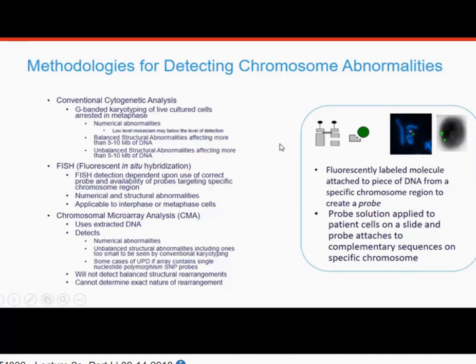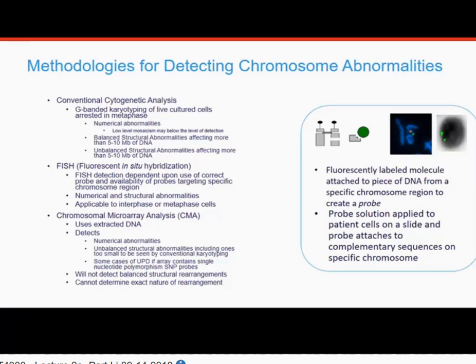And then chromosomal microarray uses extracted DNA. It can detect numerical abnormalities. It can detect unbalanced structural abnormalities. Our platform detects small deletions; we actually reported out deletions that were a KB or less because it was an exonic deletion. So you've got to have a platform that will allow that, but that is the power of microarray analysis, to actually detect a one exon deletion from a gene.